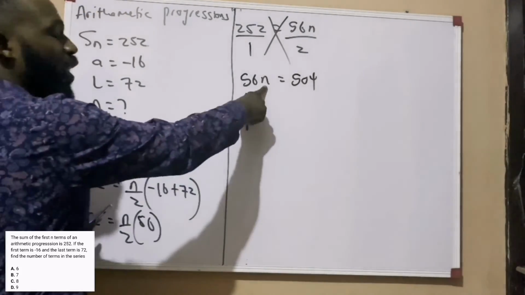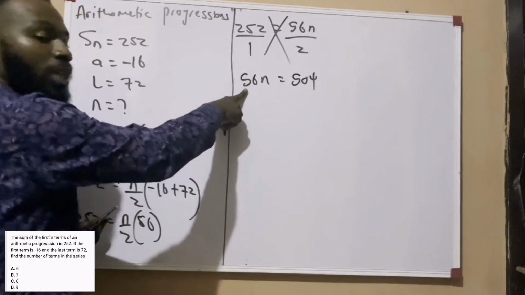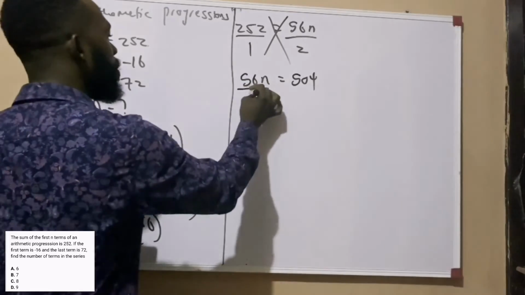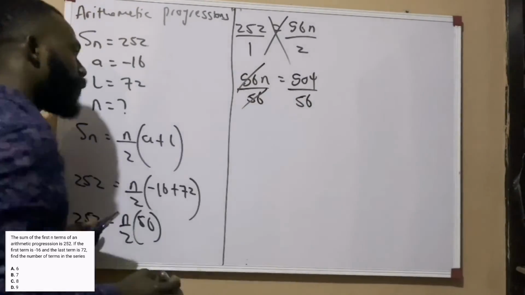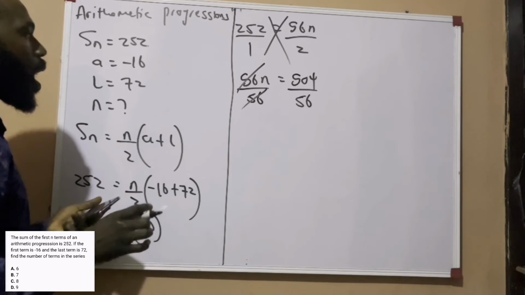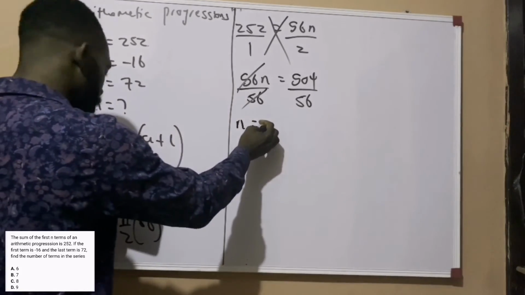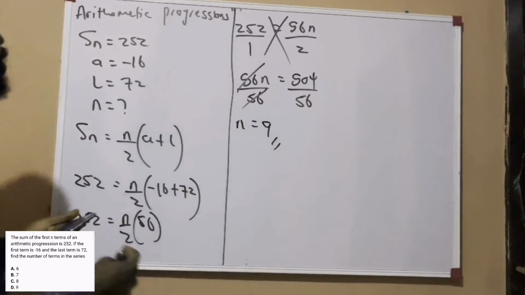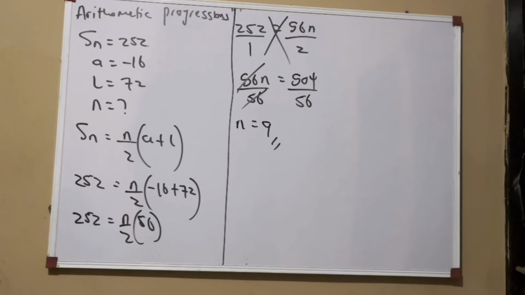Now we are told to look for the number of terms in the series. So for us to make n the subject of the formula, we have to divide both sides by 56. So here it becomes over 56, and here it becomes over 56. Now when 56 should cancel out 56, we are going to get 504 divided by 56, which gives us 9. So it means the number of terms in the series is 9 in that question.